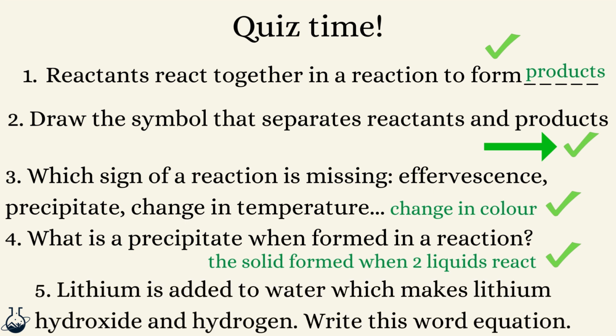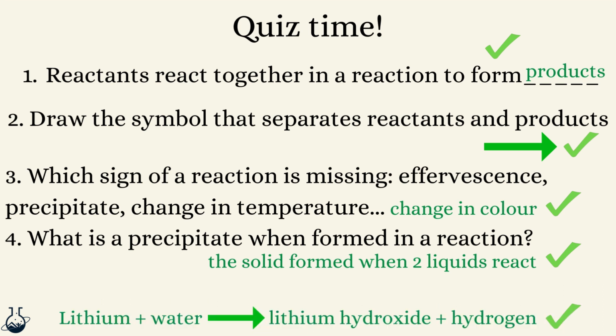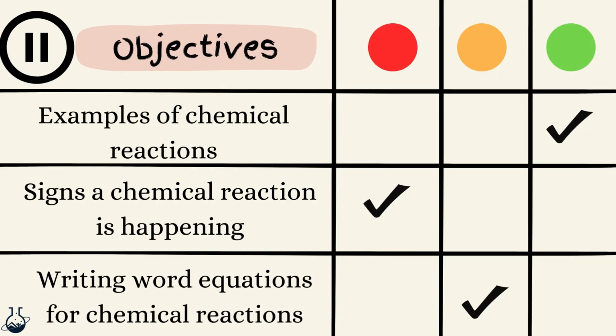Final question. Lithium is added to water, which makes lithium hydroxide and hydrogen. Write this word equation. It would look like this. Lithium plus water makes lithium hydroxide and hydrogen. Well done if you got any or all of these correct. Pause the video here and give yourself a colour of each objective so we know what we need to work on from here.